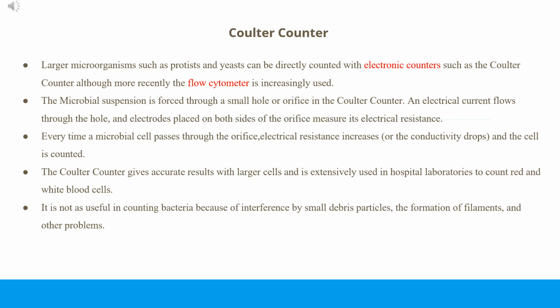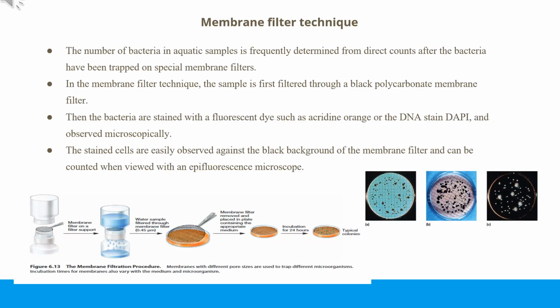The counter gives accurate results with large cells and is extensively used in hospital laboratories to count red and white blood cells. It is not as useful in counting bacteria because of interference by small debris particles, the formation of filaments, and other problems. Next one is the membrane filter technique.